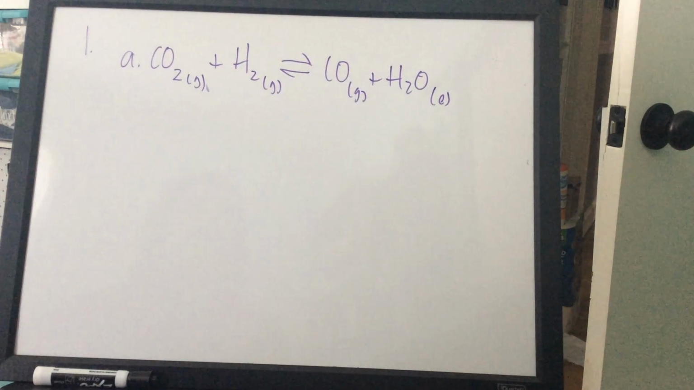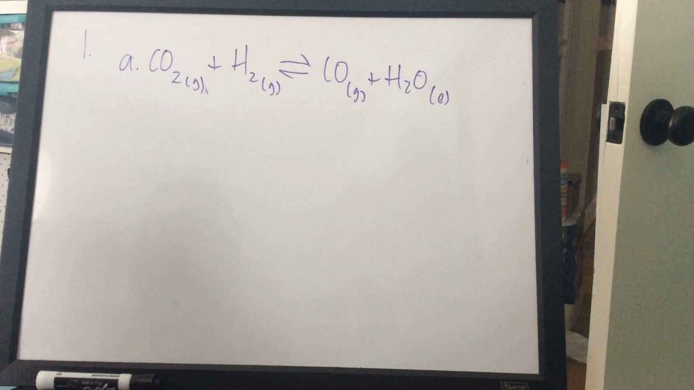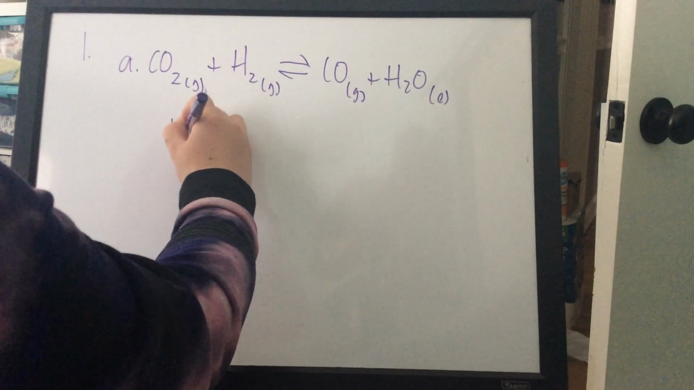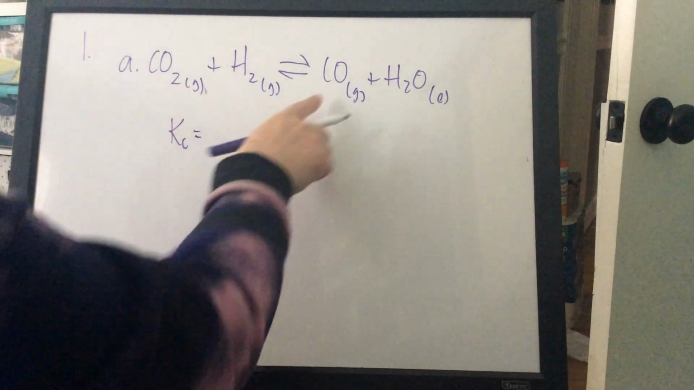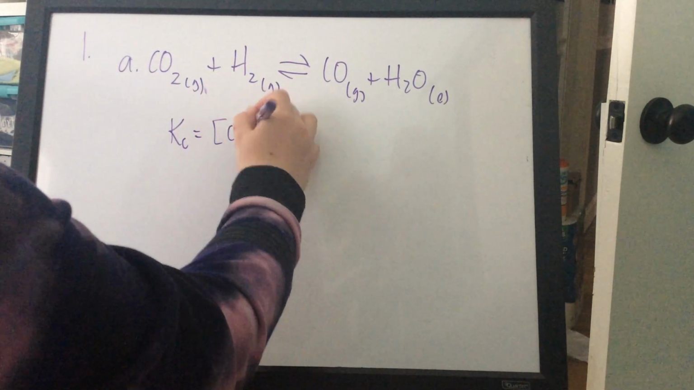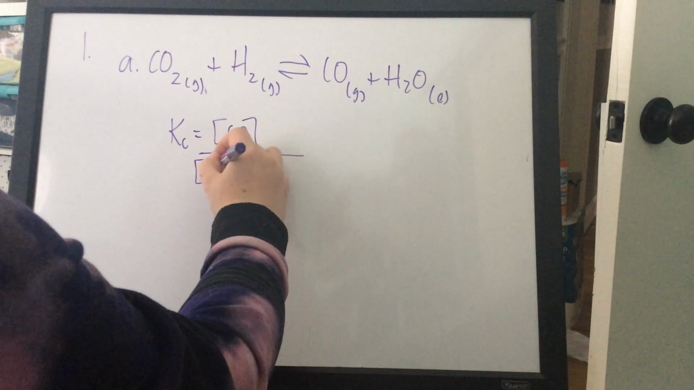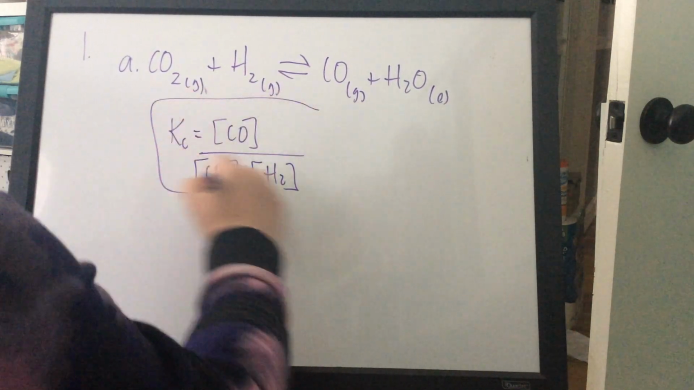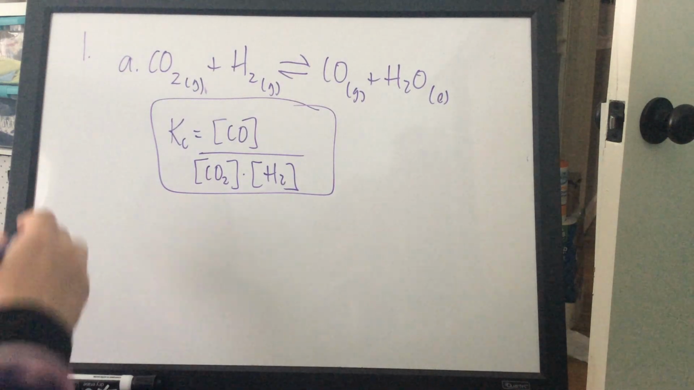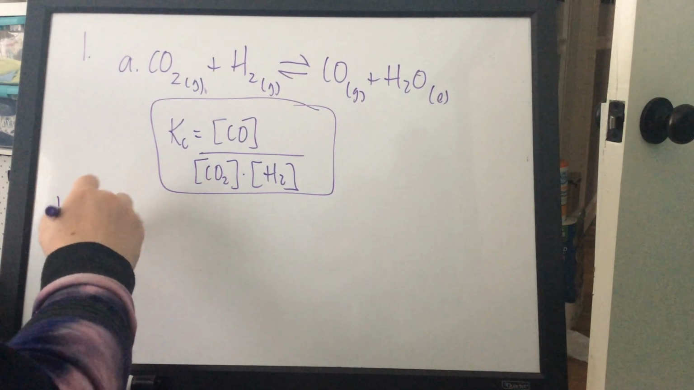So the first one, I have 3 gases and 1 liquid, so they asked me to write a Kc, so products over reactants, and I'm going to ignore the liquid. So my product would be CO, and then over my reactants, CO2 times H2, and that would be the Kc expression. Again, I've left out the water.